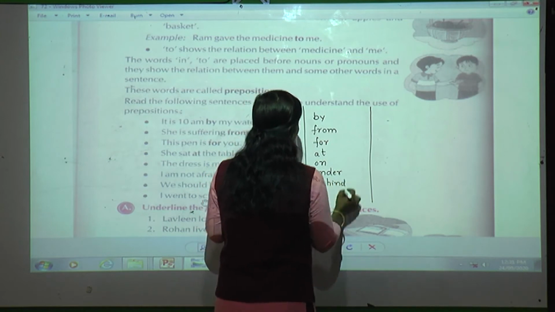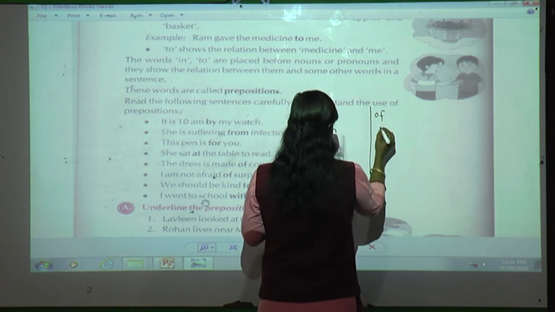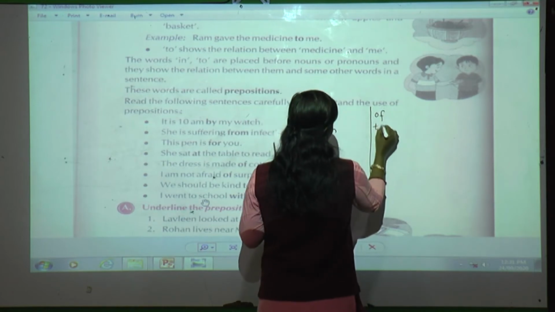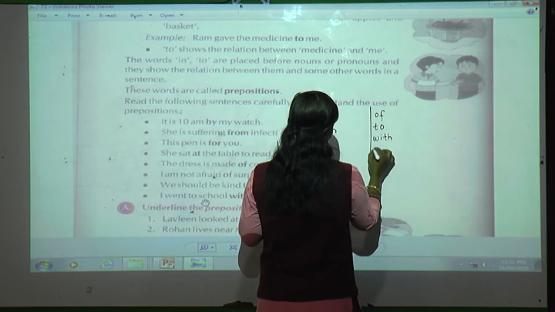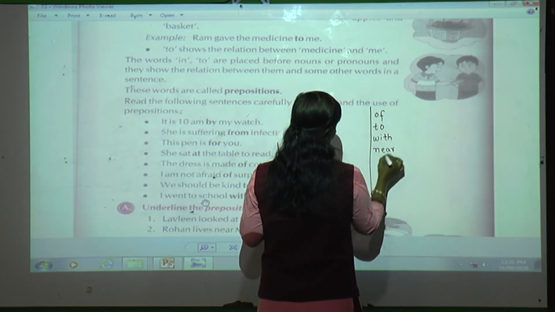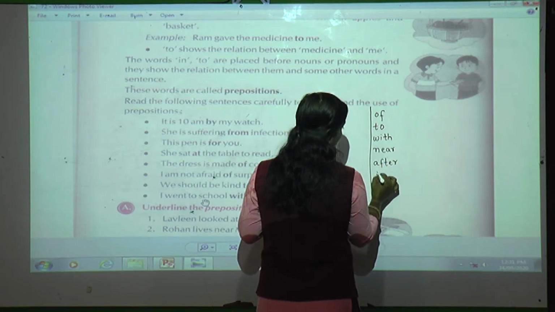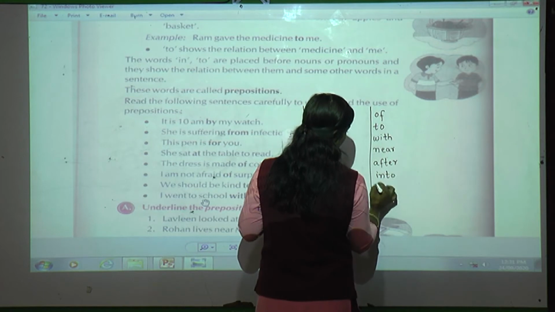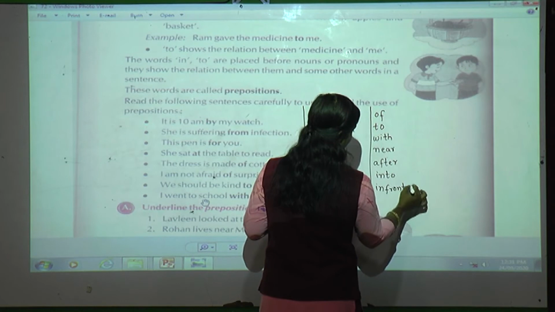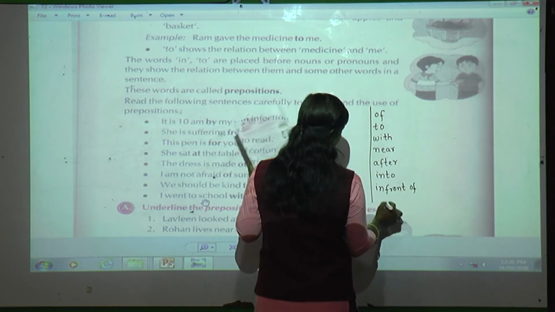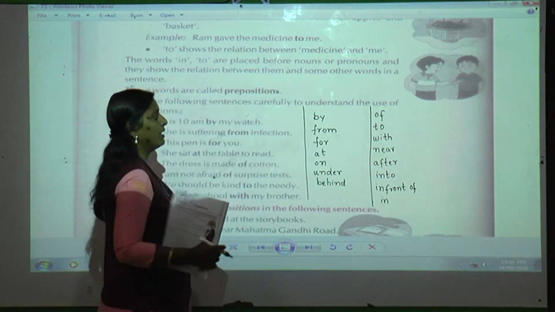Okay. You copy down so that you will keep, so that you can understand. So these are prepositions: of, to, with, near, after, into, in front of. You can also add in. Okay, again I'll repeat.